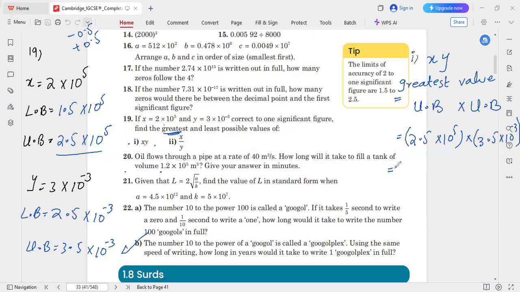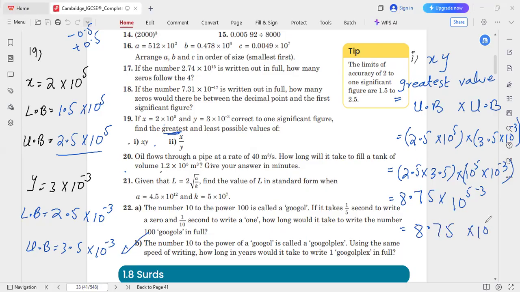To find the greatest possible value, this 2.5 needs to be multiplied with 3.5, and 10 to the power 5 needs to be multiplied with 10 to the power negative 3. The bases are similar, so the powers need to be added. Secondly, 2.5 multiplied by 3.5 gives 8.75 times 10 raised to the power 5 plus negative 3, so we subtract the power. This will be 10 raised to the power 2. This is the greatest value that we got after multiplying both greatest values together. Okay, so this is your first part with the greatest value.